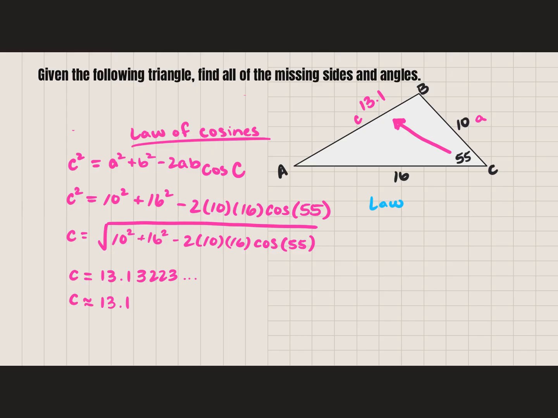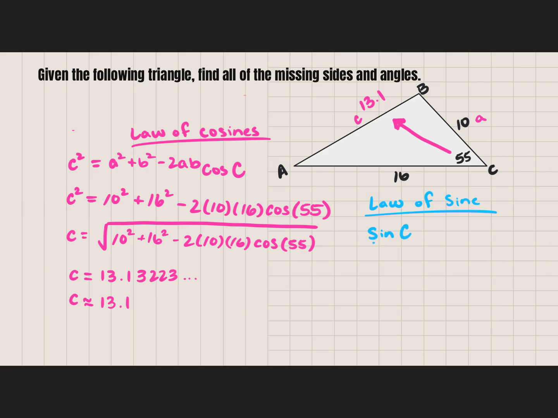I could use law of cosines again to find these missing angles now that I know all three sides. It's just a bit tedious. There's a lot more involved in that formula than with law of sines. But since law of sines is now useful, it'll be a little bit quicker.